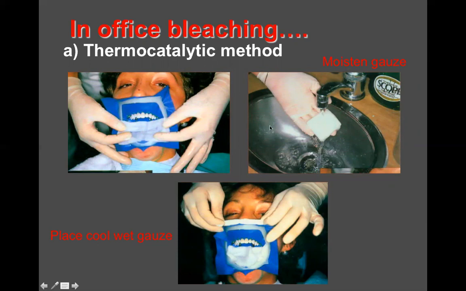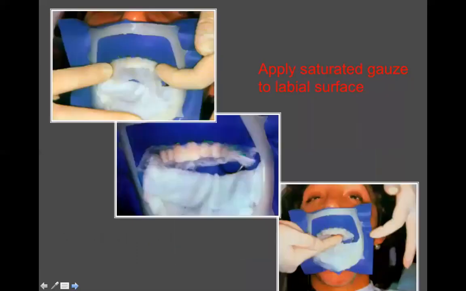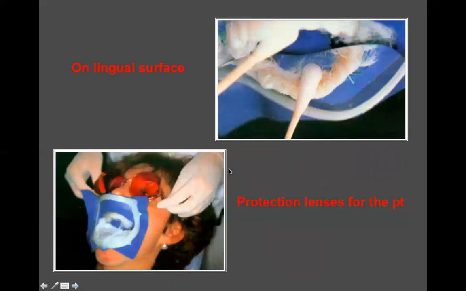So you take a gauze and you moisten it with water and apply it onto the lower arch and protect the lower arch while you're bleaching the upper arch. So you take the Superoxol or 30% hydrogen peroxide and you wet the gauze in 30% hydrogen peroxide, apply it onto the upper arch where you're trying to obtain a change in color. Subsequent to that, you can apply the bleaching agent onto the lingual surface as well.